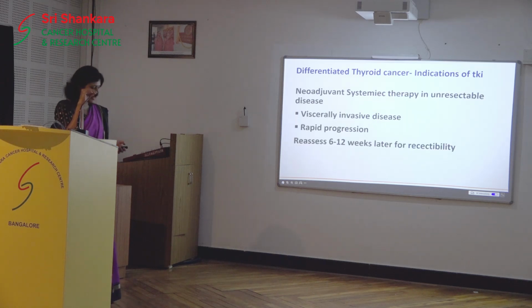The second and a very rare indication is neoadjuvant systemic therapy in unresectable disease. In rare cases, especially in the anaplastic thyroid variant, they can present with rapid progression or visceral invasive disease. In such cases, if the surgeon deems that surgery is very important and the disease can be resected with some amount of systemic therapy, that is when we give them a tyrosine kinase inhibitor. Again, we have to take a targeted approach, and reassess after 6 to 12 weeks for resectability, because we all know surgery is one of the most important therapies for thyroid cancer.